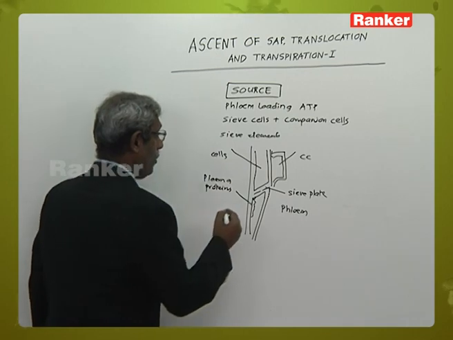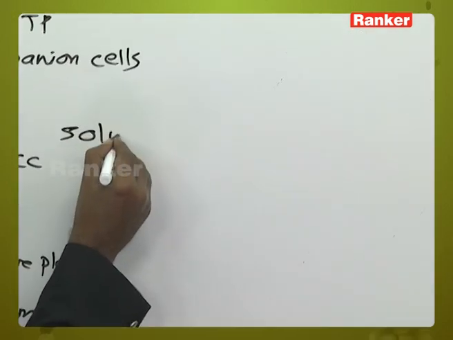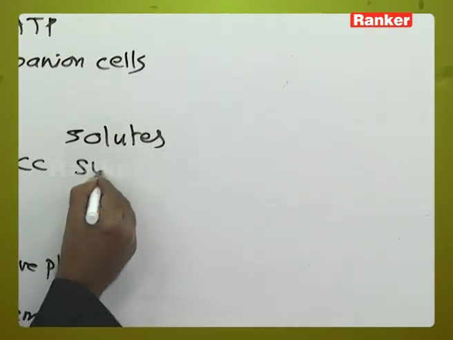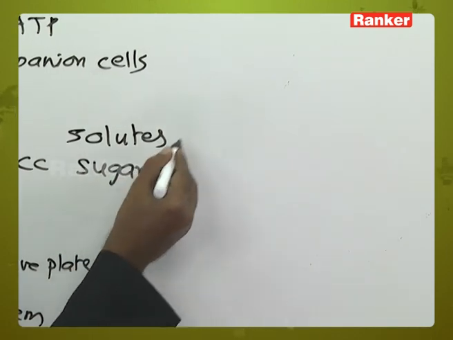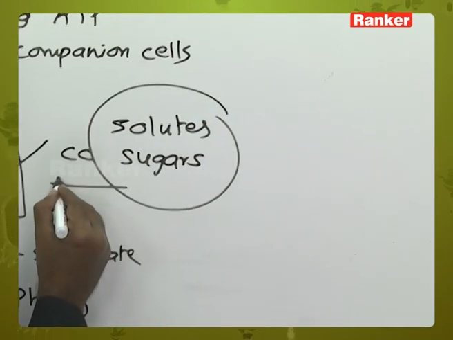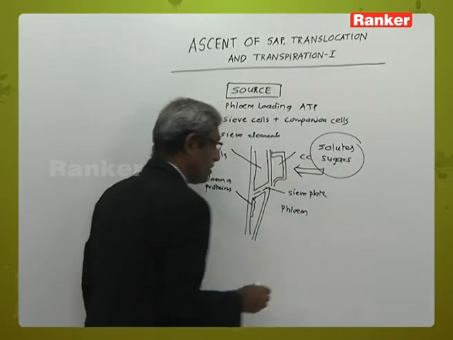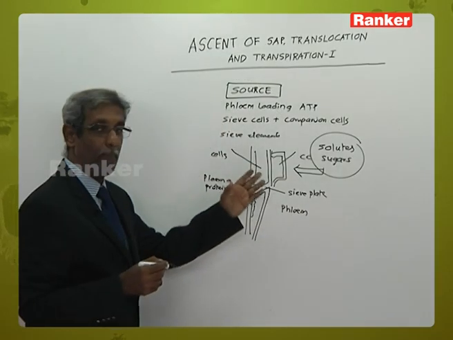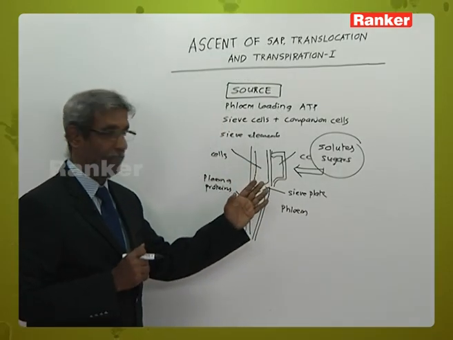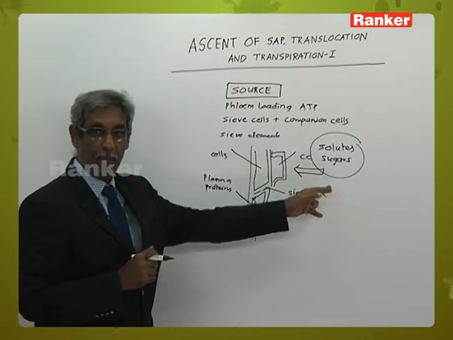So, how do solutes and sugars get loaded into the phloem? This is primarily because of high turgor pressure or high hydrostatic pressure. So, that is a very important concept.